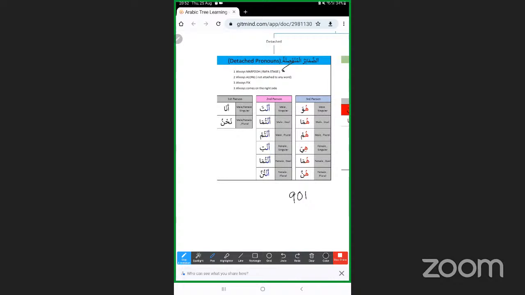Sir, you said they are in rafa stage. Yes. But how I remember rafa stage is that they have double tanween or paid. So how can we tell? Mashallah, sister. I was waiting for this question.